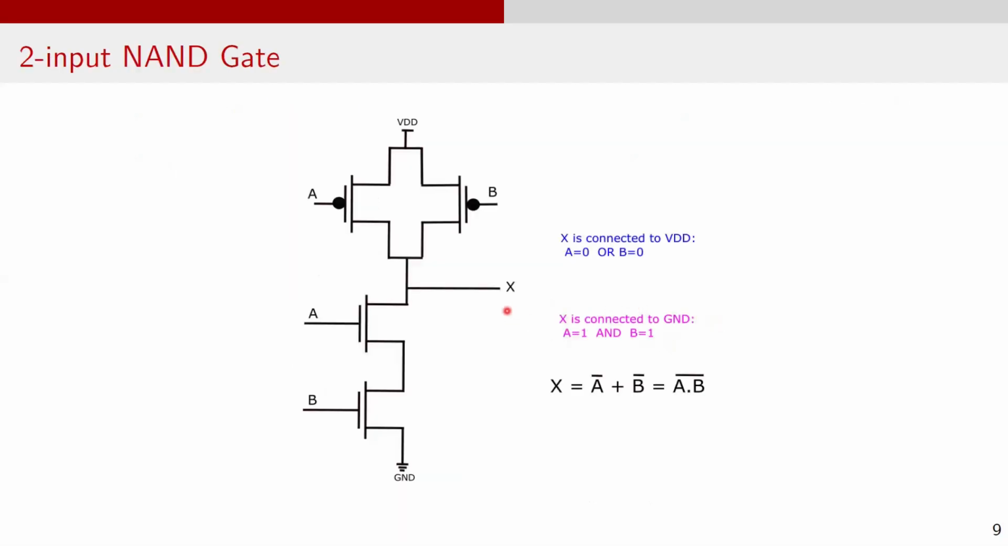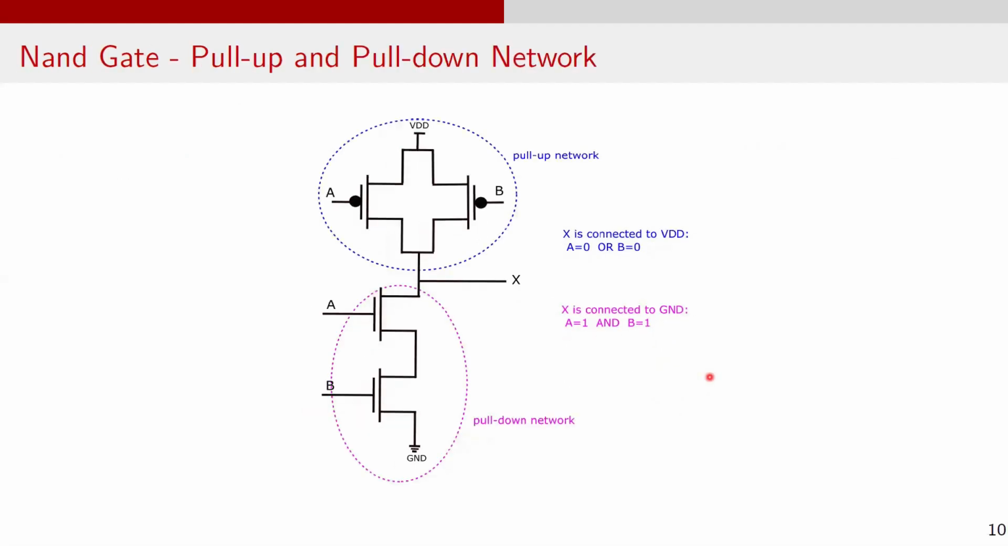In this circuit, the output X is connected to VDD when either of the inputs A or B is 0, and the output X is connected to ground when both A and B are 1. Now let's understand the pull-up and pull-down network in the two-input NAND gate. The PMOS section or the pull-up network is highlighted in blue. The pull-up network connects output node X to VDD when either A or B is 0. The NMOS section or the pull-down network is highlighted in pink, which connects node X to ground when both A and B are 1.